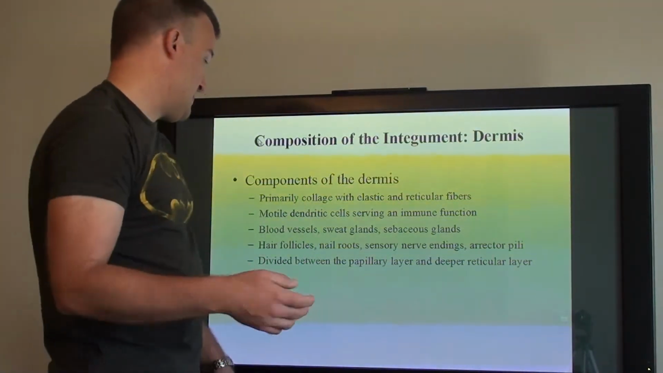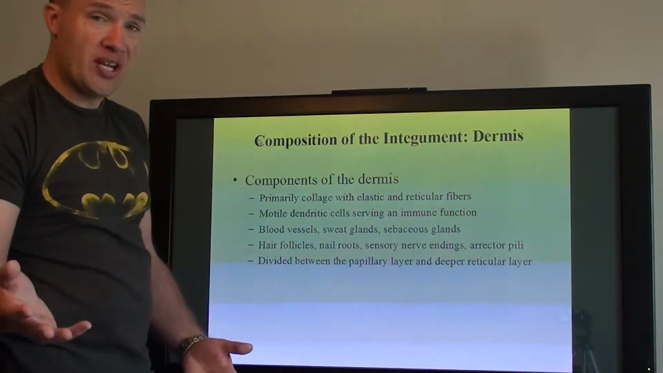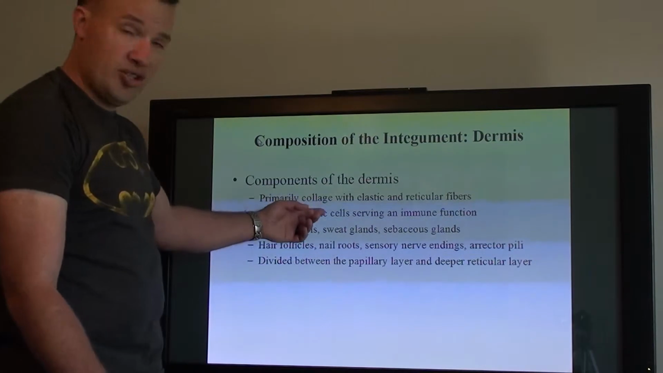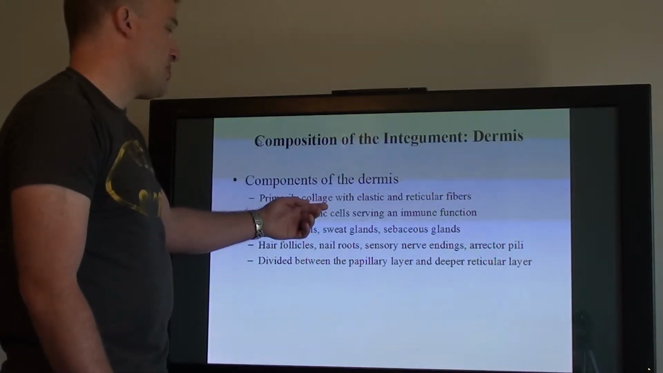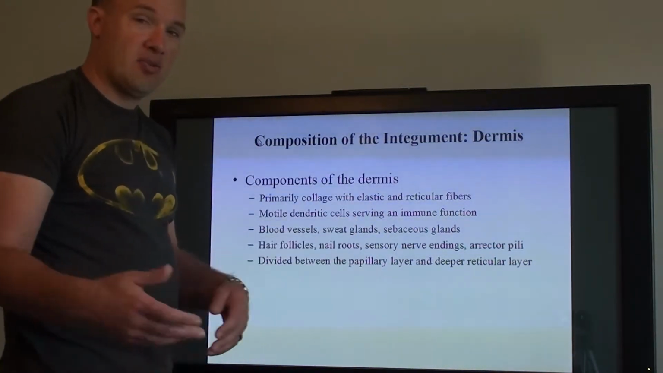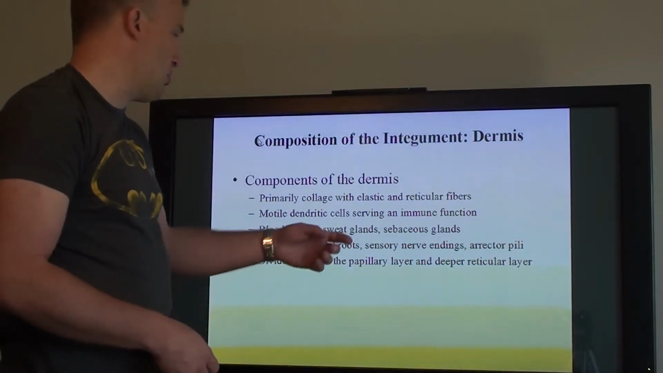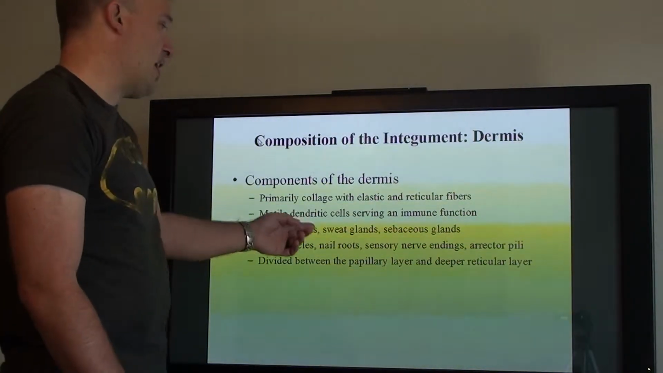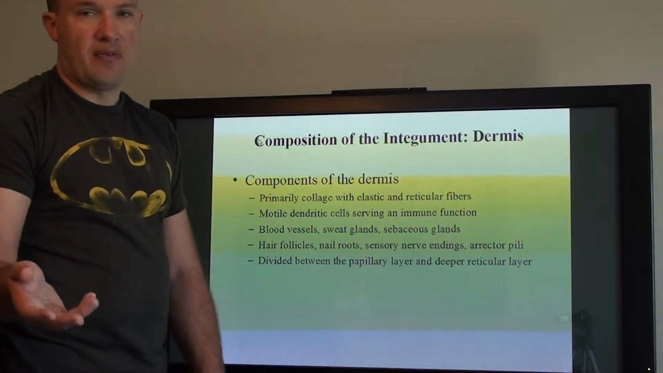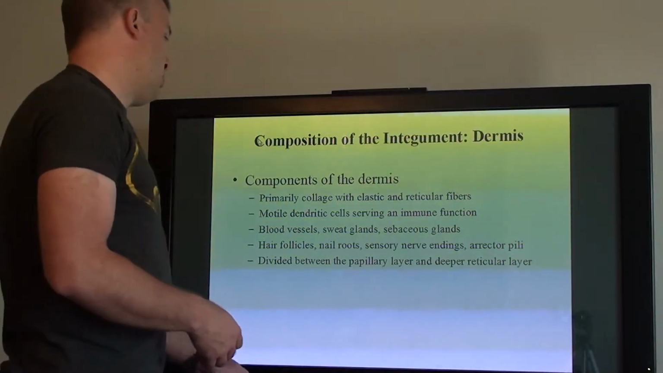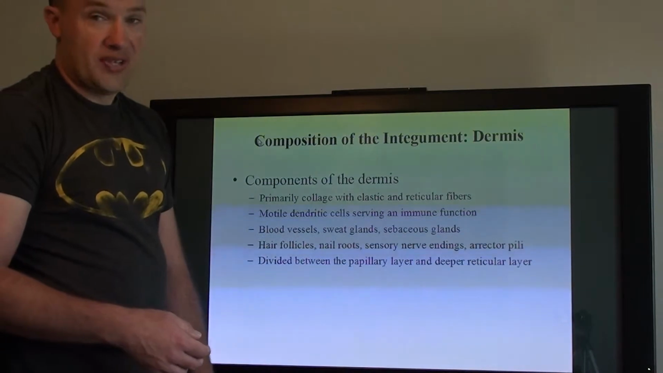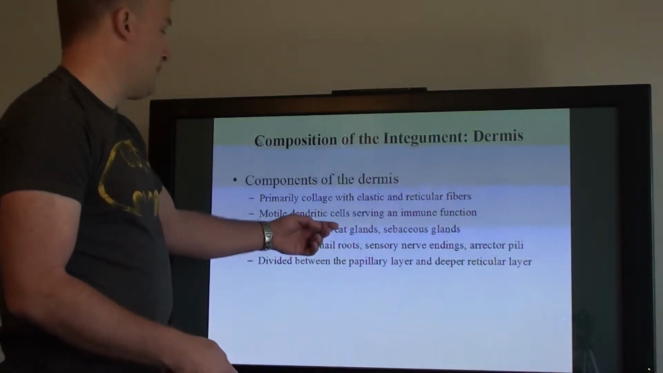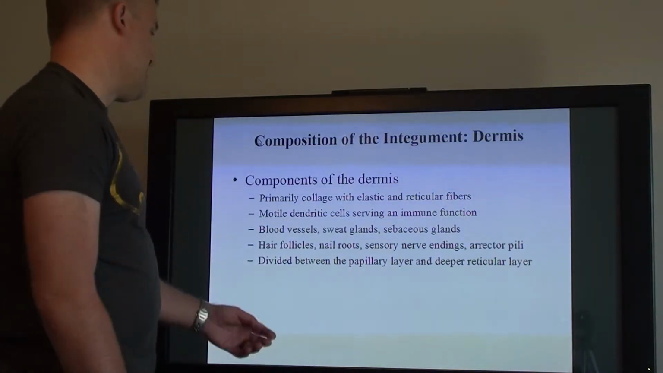Alright, so the dermis. Again, mostly connective tissue. So we've got collagen, which is a protein. You've got elastic and reticular fibers. When we talked about tissue, elastic was stretchy. We've got dendritic cells, again serving an immune function. We had the Merkel cells in the epidermis that did the immune function, and we've got dendritic cells here in the dermis.